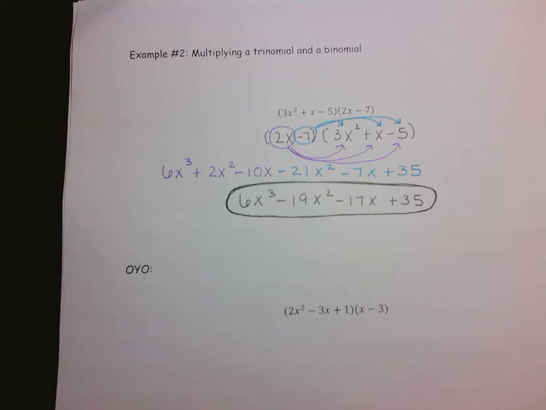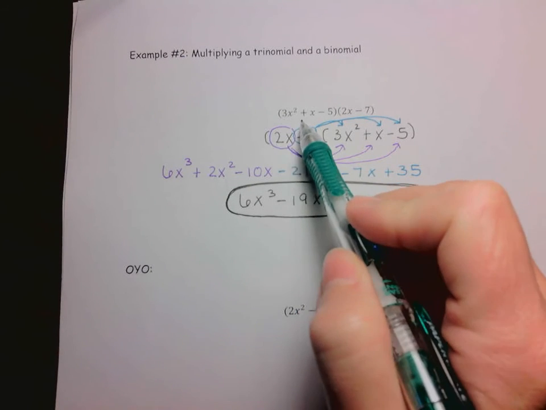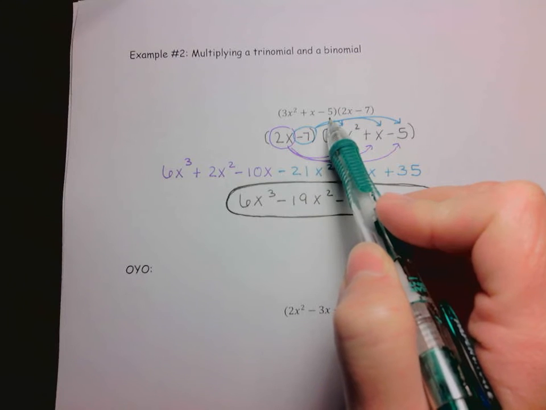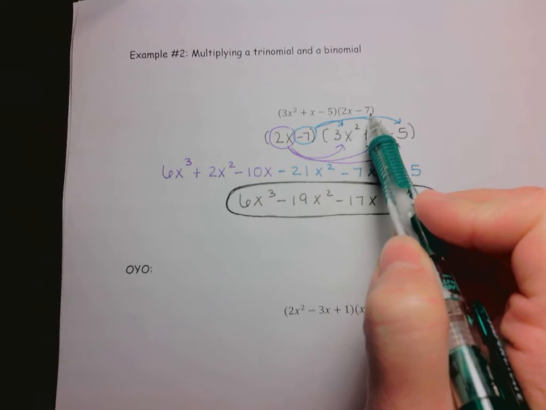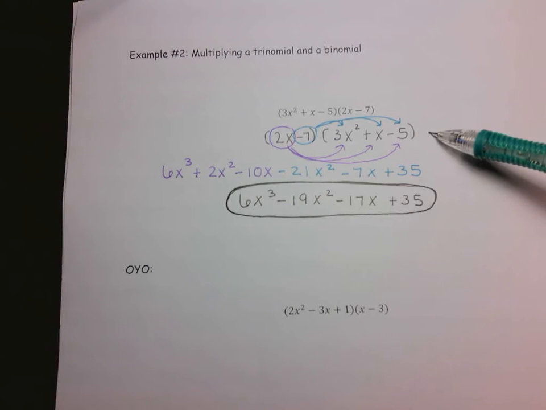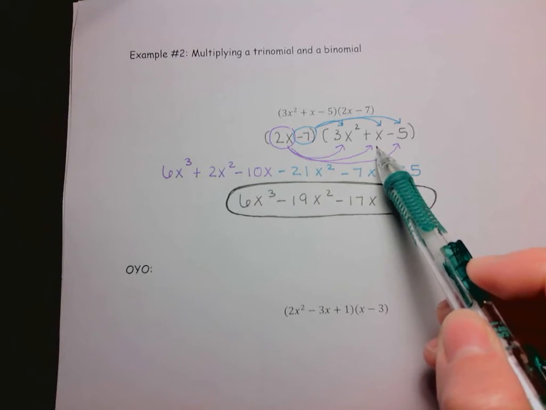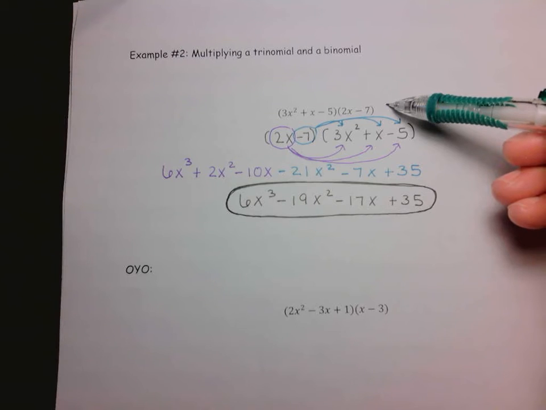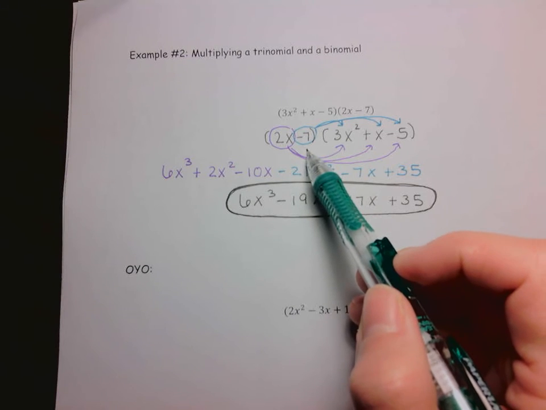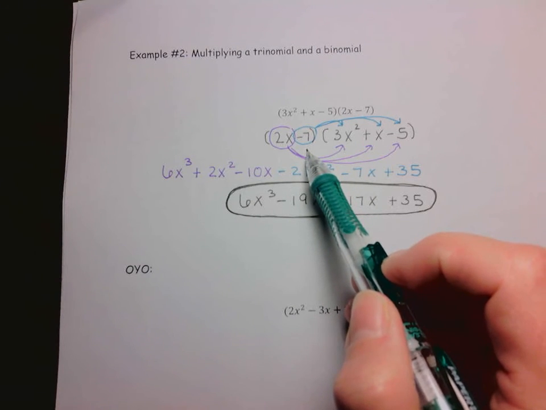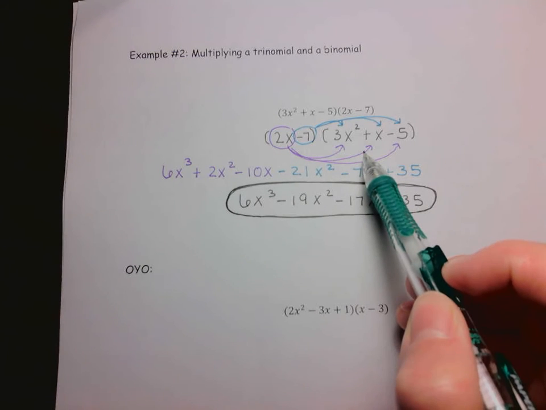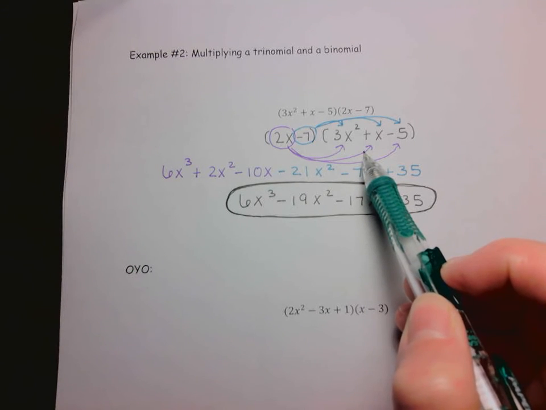Example number 2, the concept is the exact same. You're taking each one of these terms and you are multiplying them with each one of these terms. Now, I find it easier if you rewrite the problem and you put the binomial before the trinomial. So here you see I'm multiplying a trinomial with a binomial. And again, I find it easier if you put the binomial first and then the trinomial, if you rewrite the problem, but you certainly don't have to.